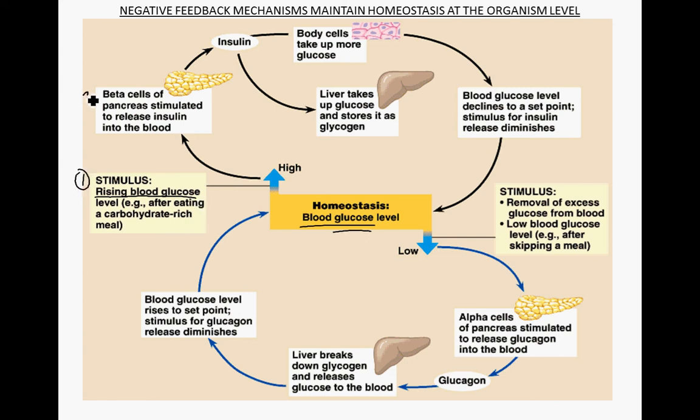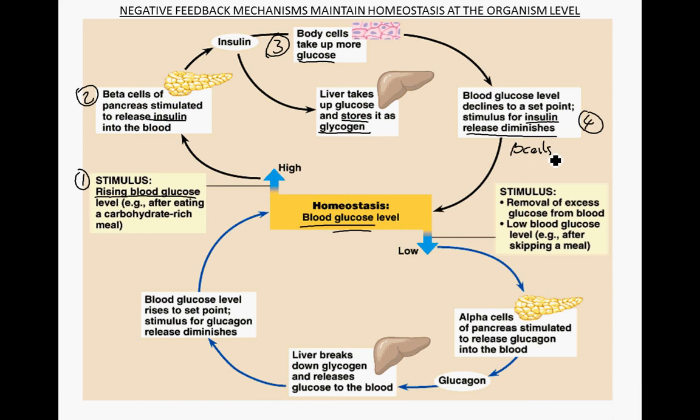This is the stimulus, which will then signal beta cells of the pancreas to release insulin into the blood. That insulin then is a signal to body cells to take up more glucose and for liver cells to store that as glycogen. So in response, blood glucose levels are going to come back down to a set point, right? And the stimulus for insulin then diminishes. So the beta cells stop producing insulin here.